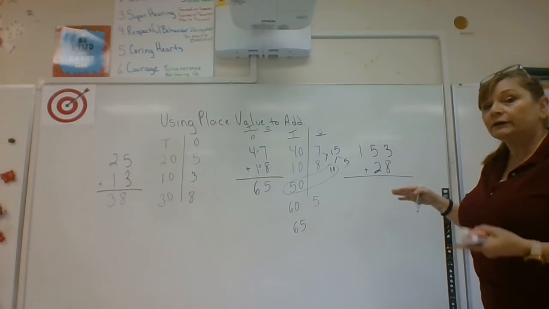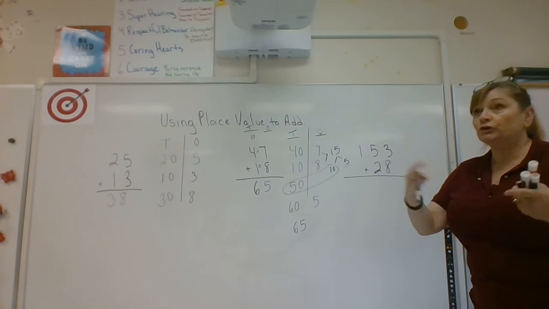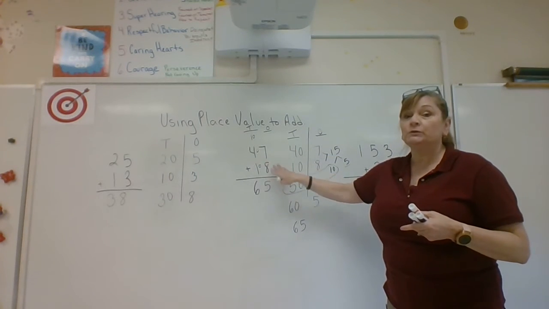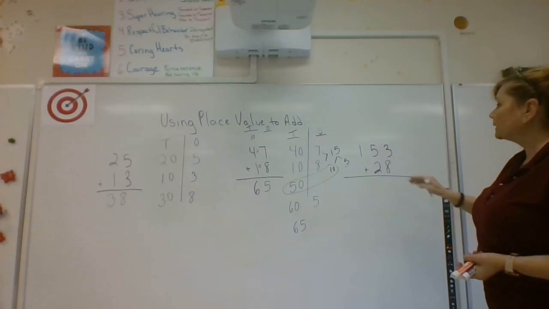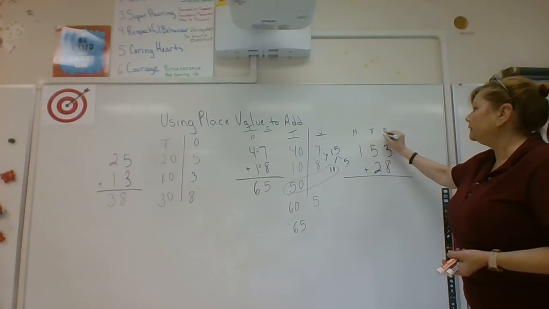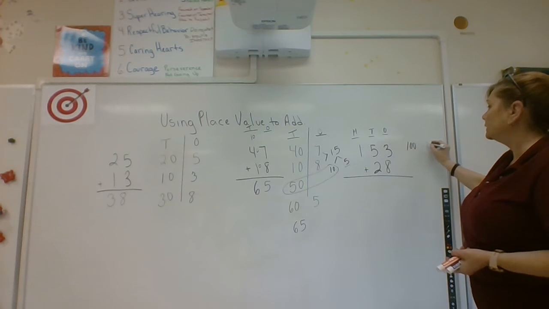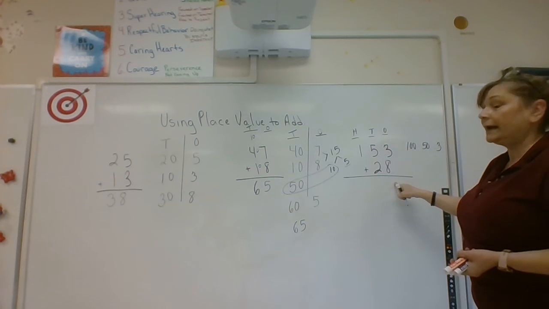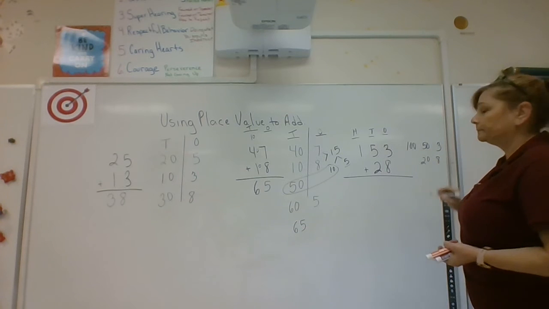Let's take a look at a little bit higher number, where your children will be going. Right now we're building our skills for double digit plus double digit. We will be moving on to triple digit plus double digit. We still break everything up into its place values, the hundreds, the tens, and the ones. 153 breaks into 100, 50, and 3. The 28 breaks into its two components, 20 and 8.